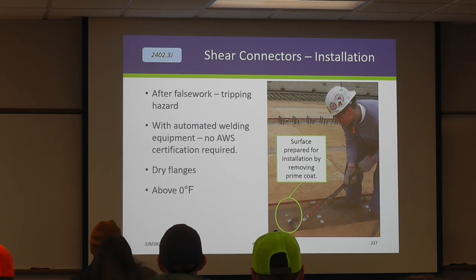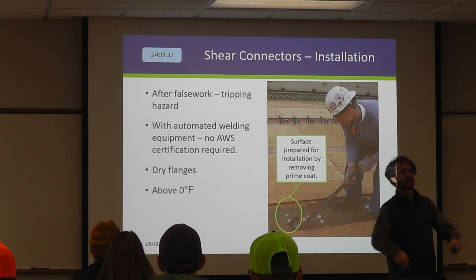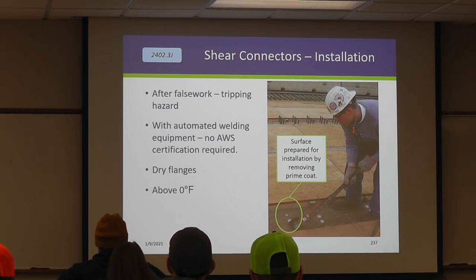These are installed after the decking is in place because they're a tripping hazard. And yes, the shear stirrups that come out of pre-stressed beams are also tripping hazards, but we don't post-install them. This is an OSHA thing. So they're installed generally by an automated welding process. When they use the automated stud gun, you don't have to have an AWS certified welder. Generally, you're going to have one anyway because of the way the unions work.